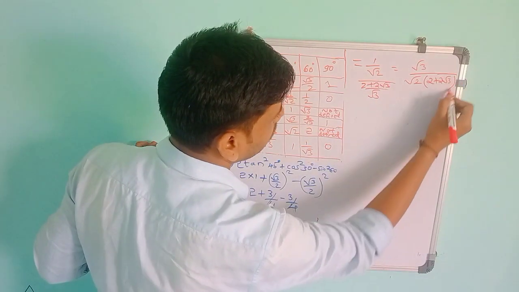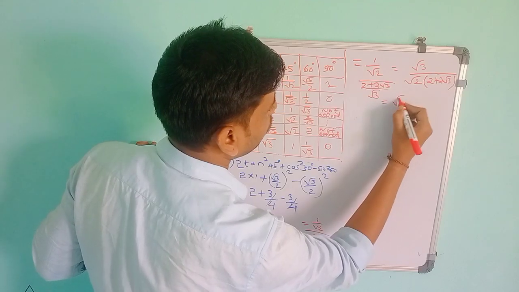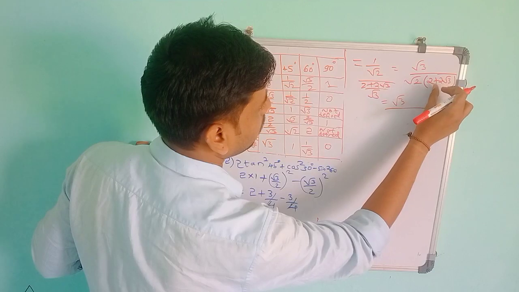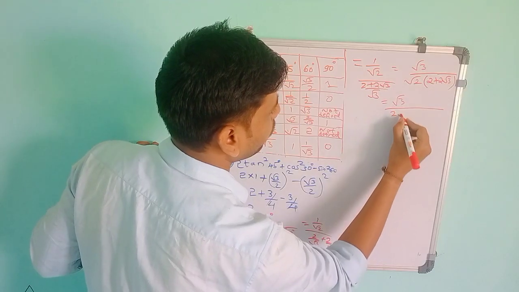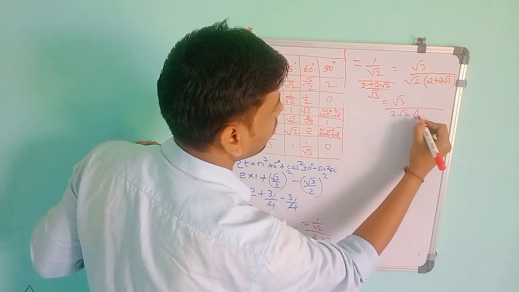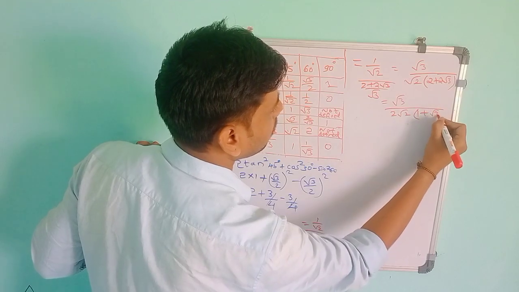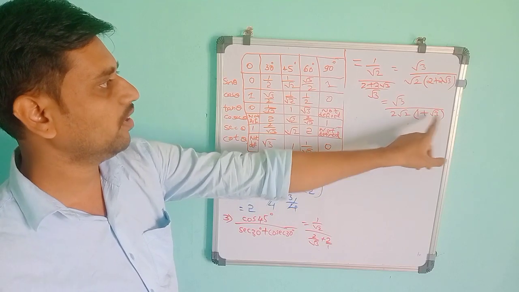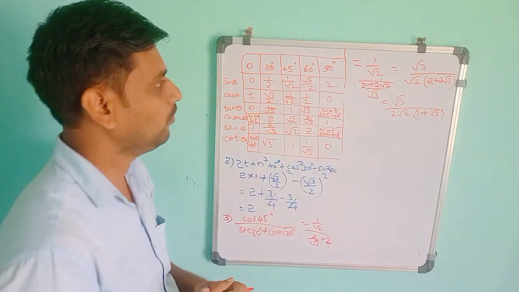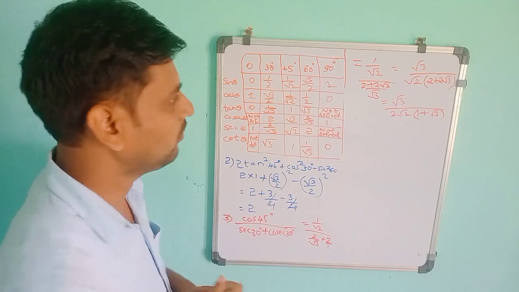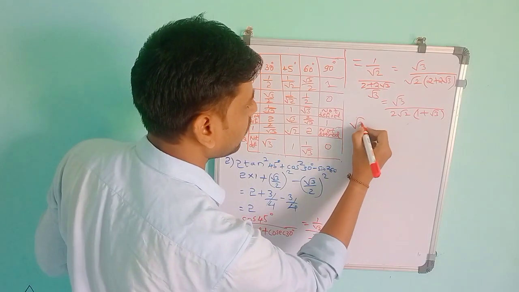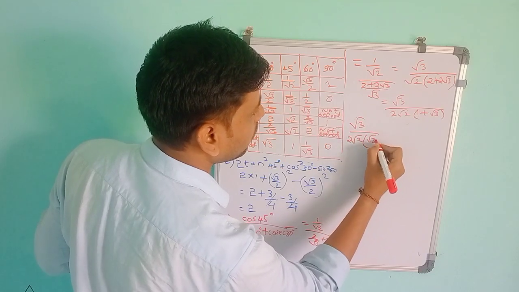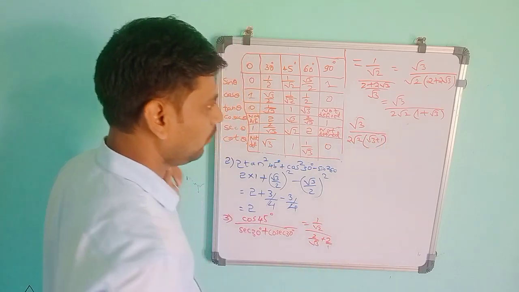So in this, you can write root 3 divided by 2. You can take 2 common, because 2 is here also. If you take 2 common, 2 root 2, the remaining is 1 plus root 3. So we got the value root 3 divided by 2 root 2 times 1 plus root 3. This is the simplified form. If you want to go further, we can do it like this: root 3 divided by 2 root 2 times root 3 plus 1. So we can rationalize.